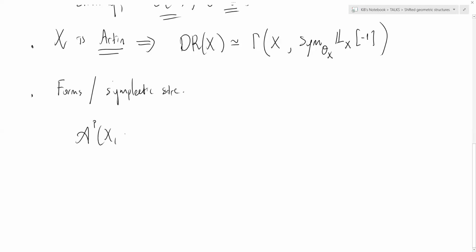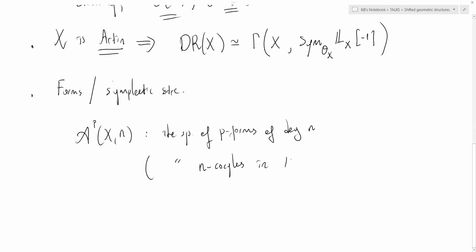So in general, we use the following notation. A^p(X, n): this is the space of p-forms of degree n. But actually, it essentially means, as in the classical case, we want some kind of cocycles, right? So these are n-cocycles in the de Rham complex above.